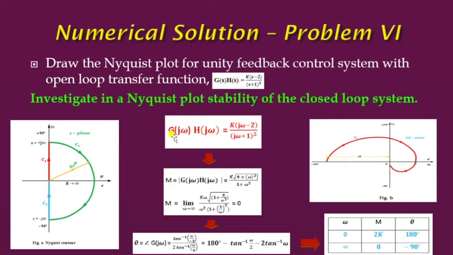For the C1 section, put s equal to j omega. Then we get K(j omega - 2) divided by (j omega + 1) whole square. Then calculate the magnitude by taking the mod. So this is equal to K root over (4 + omega square) divided by (1 + omega square). This is a square, so this is not root. Then put omega equal to 0, and the magnitude is 2K.